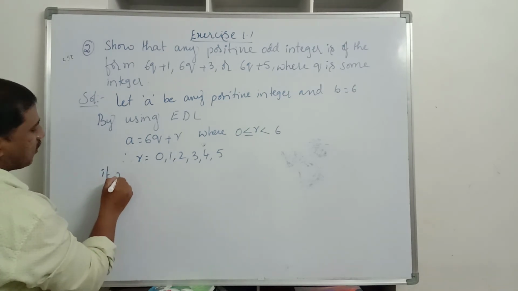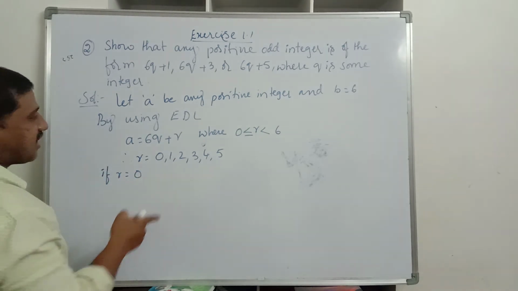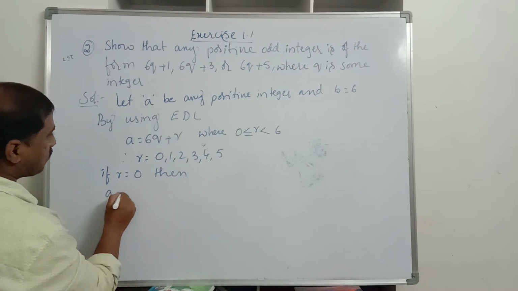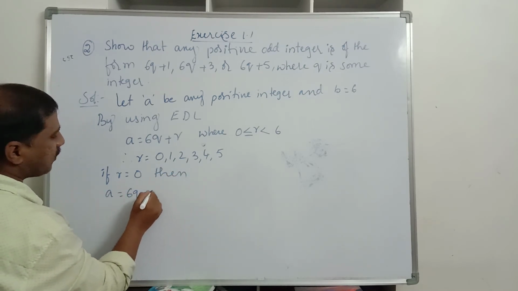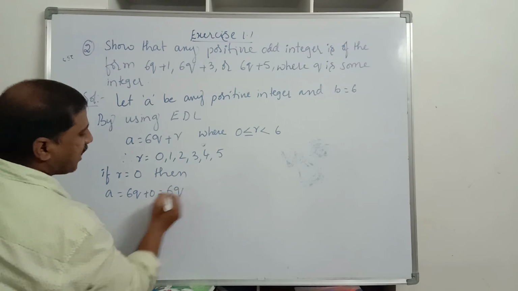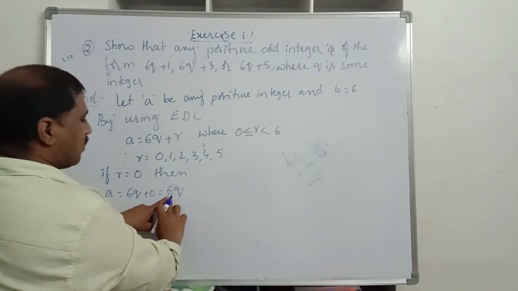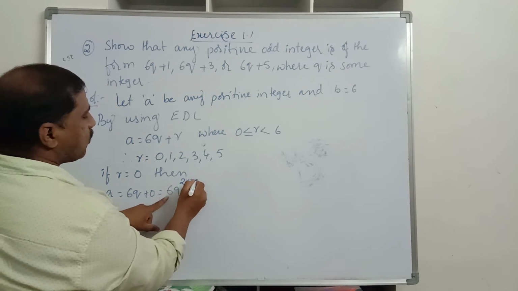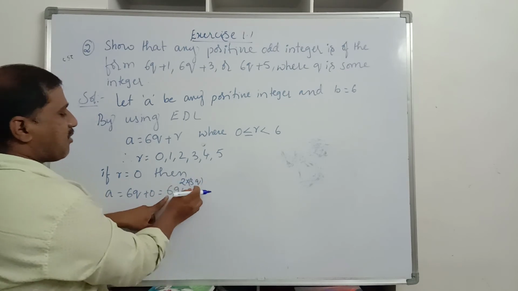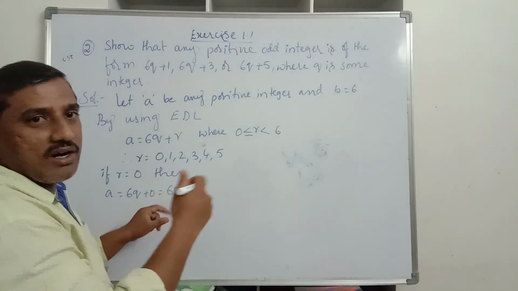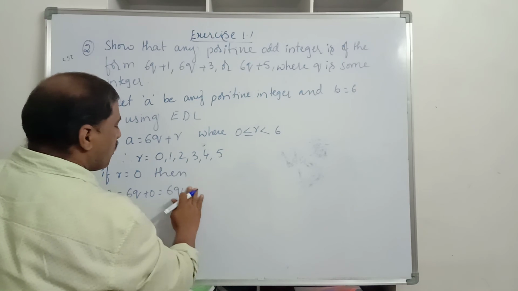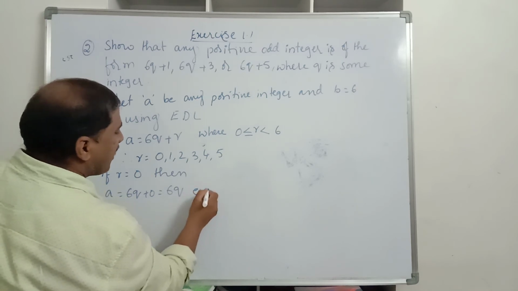If r equals 0, then a equals 6q plus 0, that is 6q. We can write 6 as 2 into 3, so that is 2 into 3q. Again we are multiplying 3q by 2. So what do we call those numbers? Even numbers, and here the remainder is 0. Therefore this is an even number.